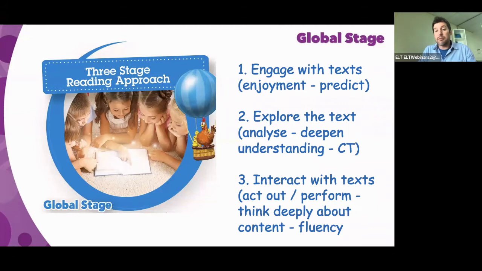And then number two, we want them to be exploring the text. We want them to analyze texts, not just read and enjoy and then move on. We want them to be able to deepen their understanding, use and develop those critical thinking skills to analyze what it is that they're reading, to really think about it, to talk about it, to have opinions about it, these types of things. And lastly, we want them to interact with the texts. We want them to either act out or perform, bringing in, again, that communicative aspect, and think more deeply about the content. But this interaction goes beyond comprehension. It's about fluency, and we'll look at examples of that. But just remember this three-stage approach: engage, explore, interact.